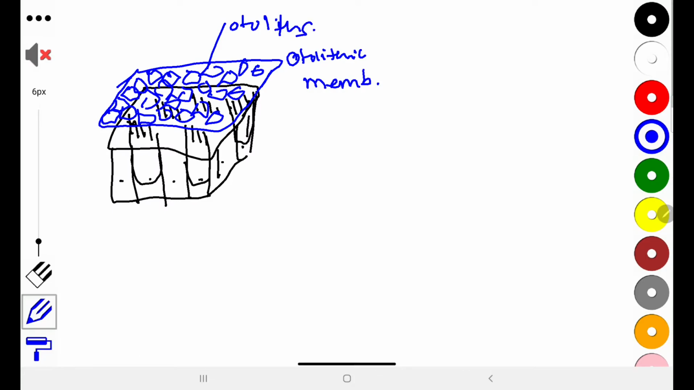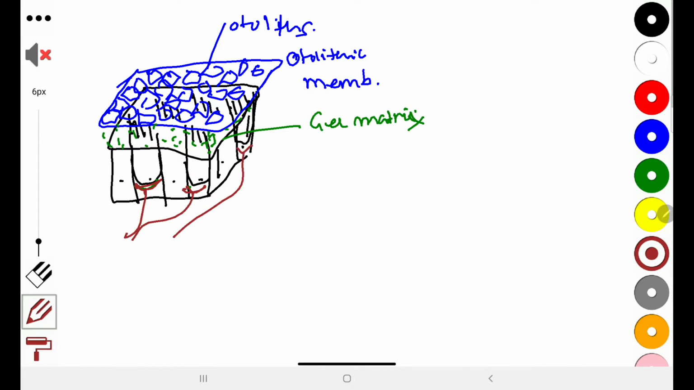So these otolithic membranes, between them and the hair, you have this gelatinous matrix. Okay, so of course these embed into this membrane, but in between them you have this gelatinous type of matrix that is there. And then of course we have our axons that are coming out.